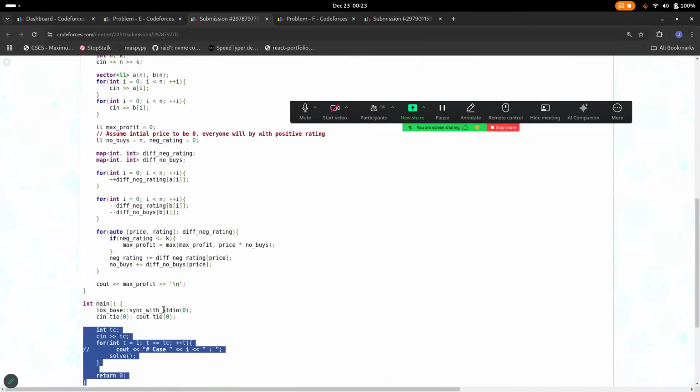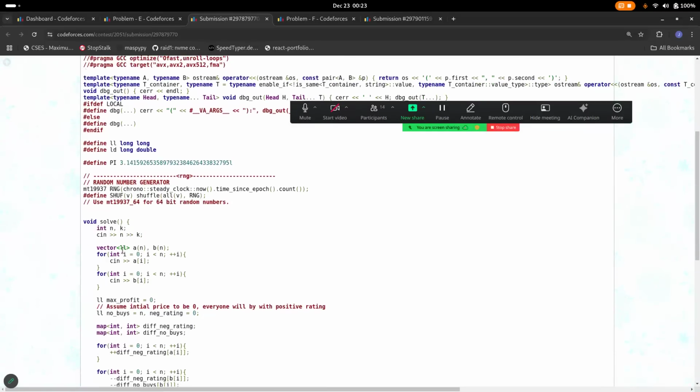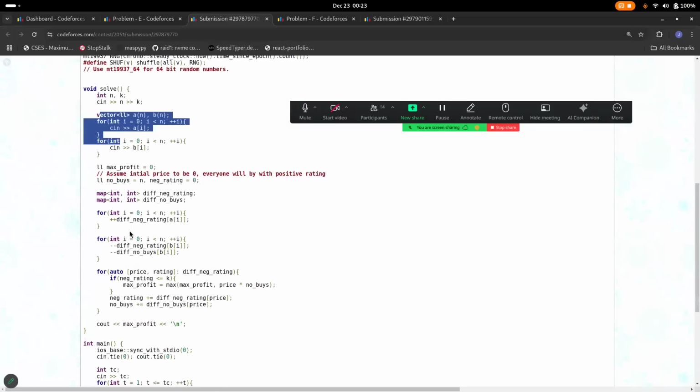this is again taking the test cases, and for each test case, we take n and k, the number of buyers and the maximum negative reviews that we can have. And we input both the arrays A and B. Then initially we just set max profit to 0. That basically implies no tree is sold or all trees are sold at cost of 0. When you have cost of 0, basically all trees are sold and no one gives you a negative rating. So let's just start with this.